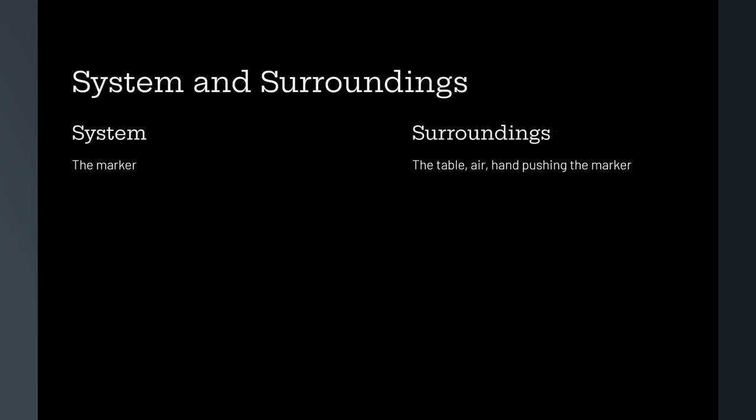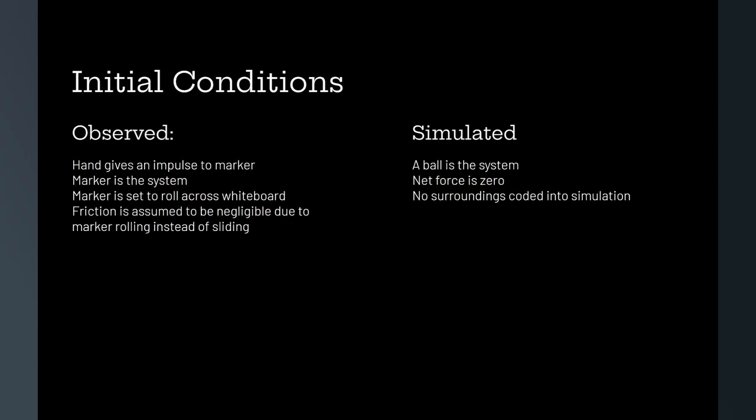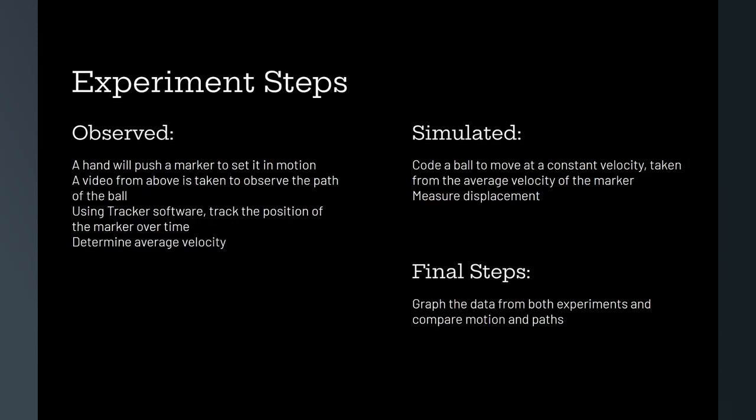So the system is the marker, and the surroundings are the table, the air, the hand pushing the marker, gravity, and any other unknown forces that could be in this. Ideal conditions, and the initial conditions are that in the observed experiment the hand will give an impulse to the marker, which is the system, and it will roll across the whiteboard, and friction is assumed to be negligible. In the simulated, the ball is the system, net force equals 0, and those surroundings are encoded into the simulation.